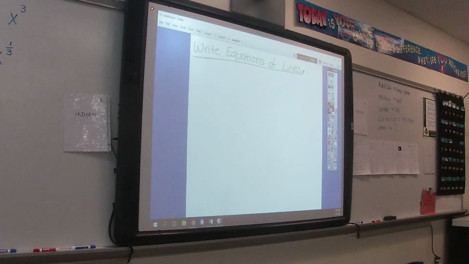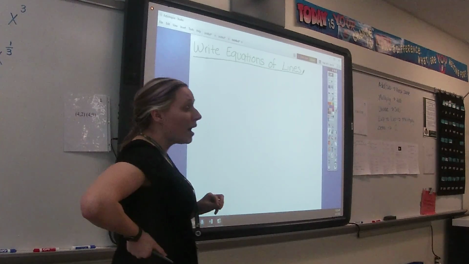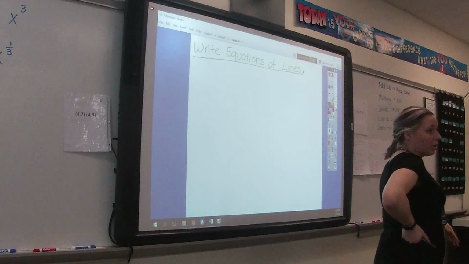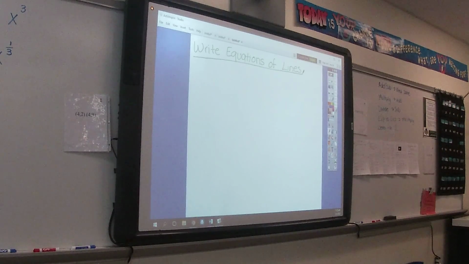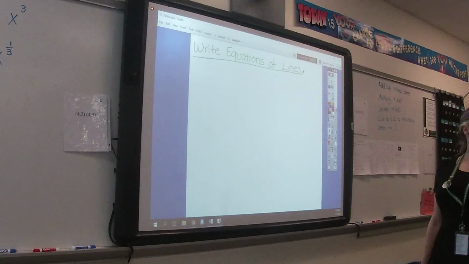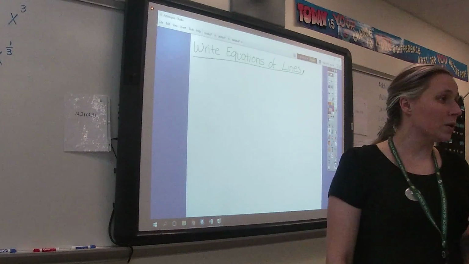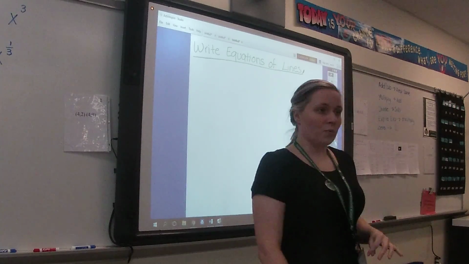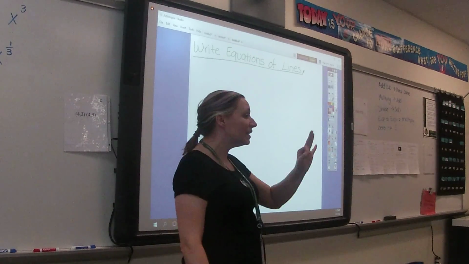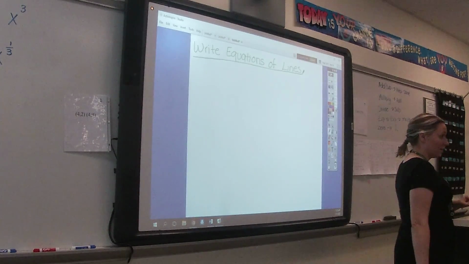We said we could write the equation of the line if we were given undefined slope. If we were given undefined slope, what format did we say we would use? X equals. Option 3 said that we could write the equation of the line if we were given a point and a slope. If we were given a point and a slope, what form did we use? Point-slope form.